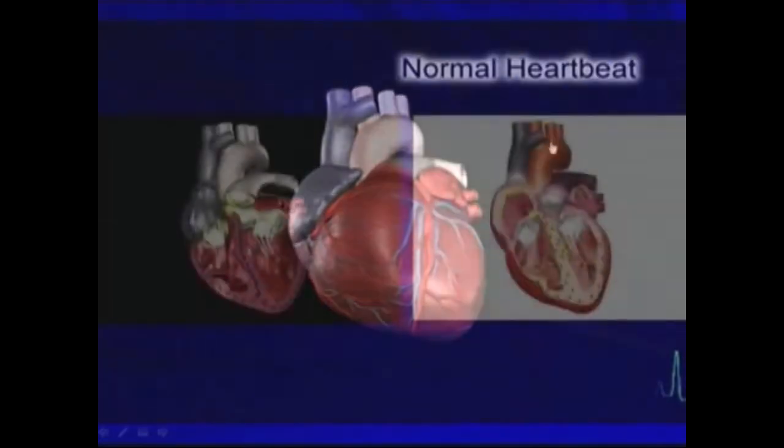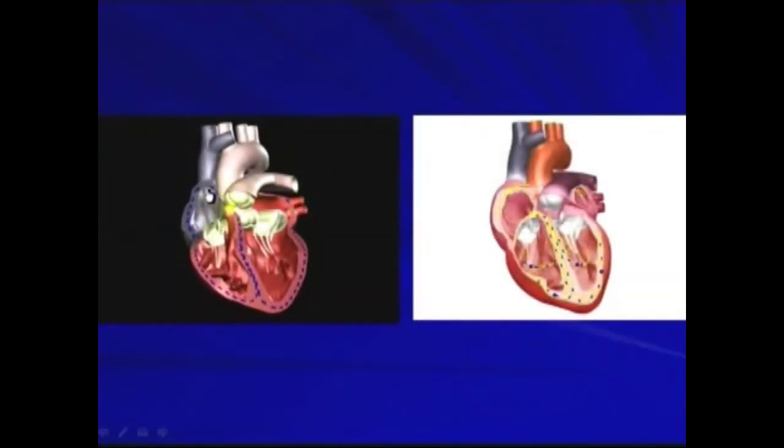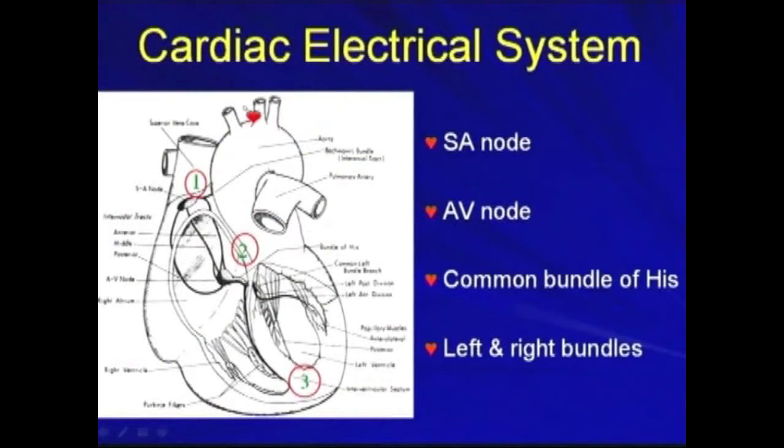The heart contracts regularly. If you look into more detail, you can appreciate the impulse starting from the SA node, conducting to the atrium, and then through the AV node, conducting into the ventricle, resulting in this synchronous contraction.